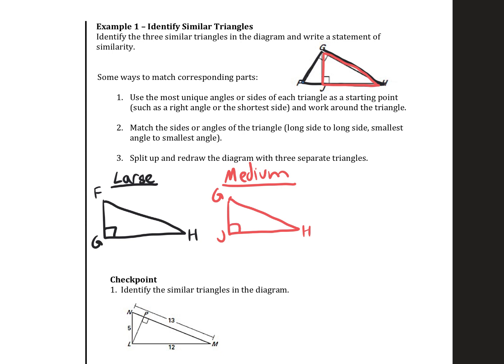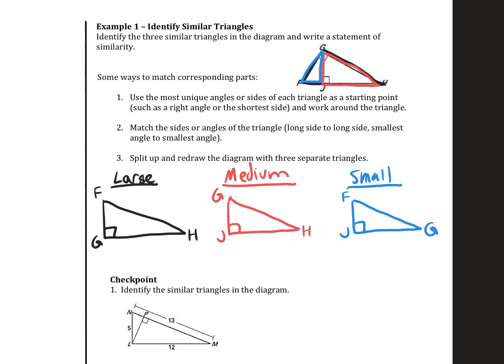And the last one we have is a small triangle right here. And for that one, again, we're going to draw them all the same direction. So the right angle's down here. So we have G is the small angle, F is the medium angle, and J is the right angle.